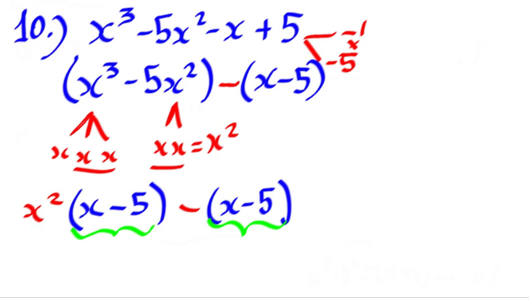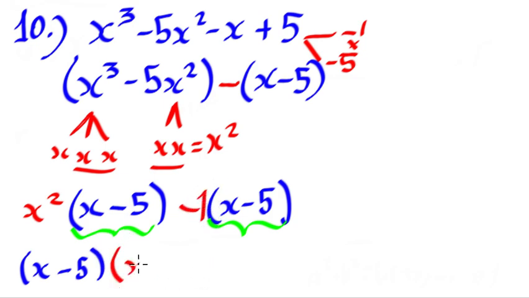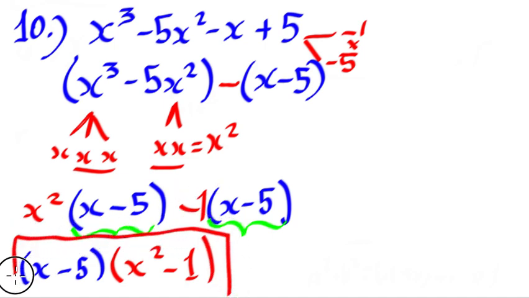Maybe I'll use the blue pen because green is painful to the eye. So we have x minus 5. What is left? We have x squared and then minus what? Don't forget that there's a minus 1 over here, so that will be x squared minus 1. So we have x minus 5 and x squared minus 1. That can be the answer.